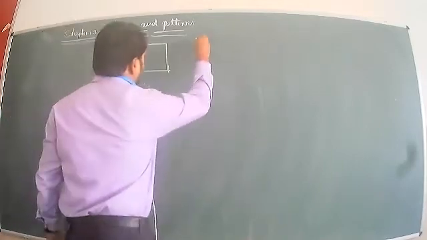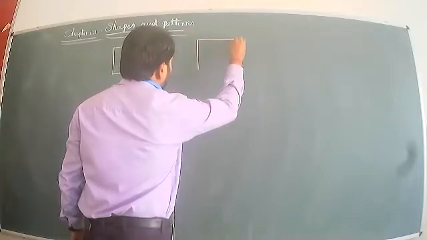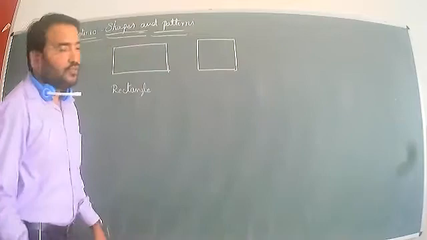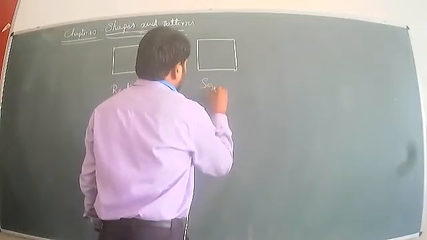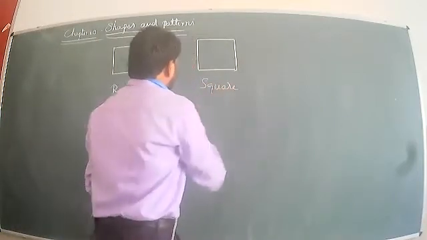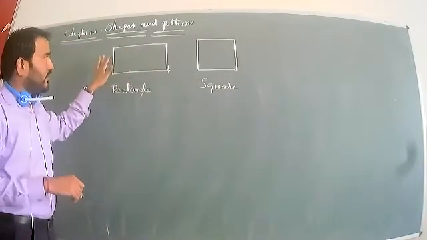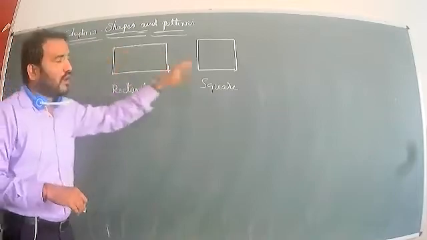Next one, square. Square, all sides are equal. Here all sides are equal, so no changes. Okay, it is a square. That is the difference between a square and a rectangle. In a rectangle, opposite sides are equal. In a square, all sides are equal.